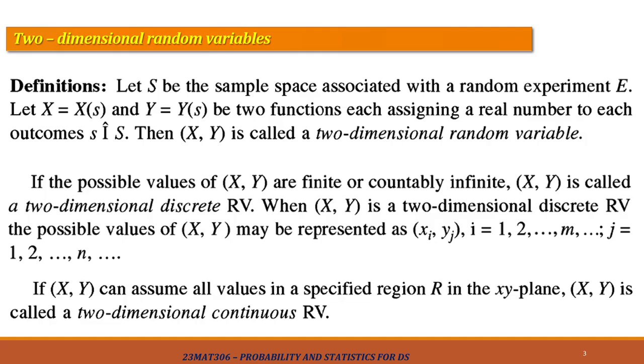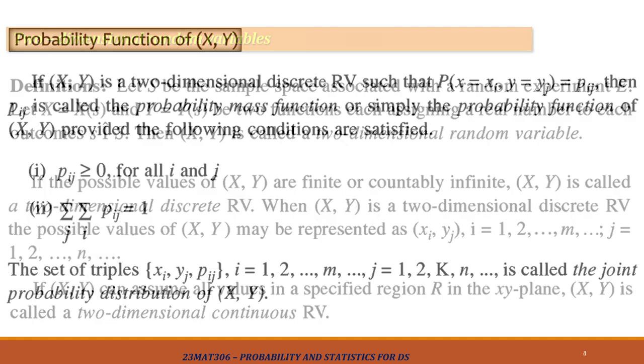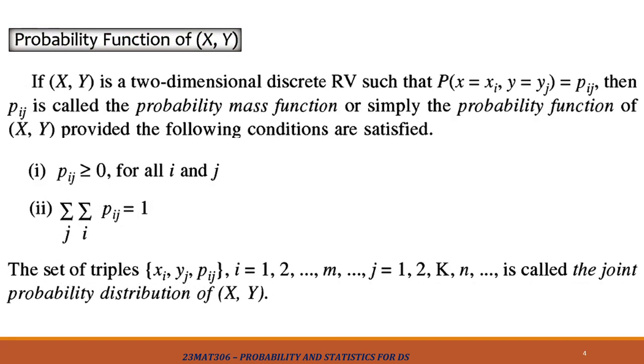By definition, a two-dimensional random variable consists of an ordered pair (x, y), where both x and y are random variables defined on the same sample space. The pair describes the outcomes of two related random quantities. If (x, y) can assume all values in a specified region of the xy plane, that ordered pair is called a two-dimensional continuous random variable. Next we will see the probability function of x and y. For the discrete case, it is the probability mass function, and for the continuous case, it is the probability density function.